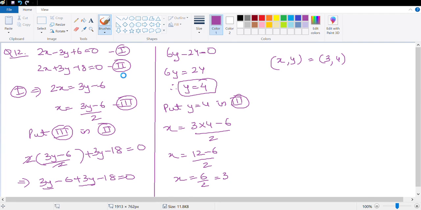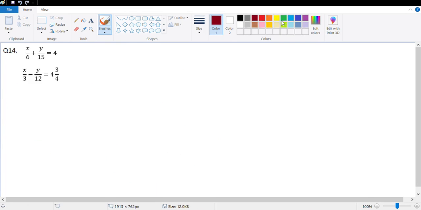Let's look at the last homework question. The last homework question we had was question number 14. So again, a fraction. Let's simplify this first. The LCM of 6 and 15, yes, that's 30. So this would be (5x plus 2y) upon 30 is equal to 4. Let me reconfirm. Yes, this has to be multiplied with 5 and this has to be multiplied with 2. So 5x plus 2y is equal to 4 times 30, which is 120. Let's call this equation 1.